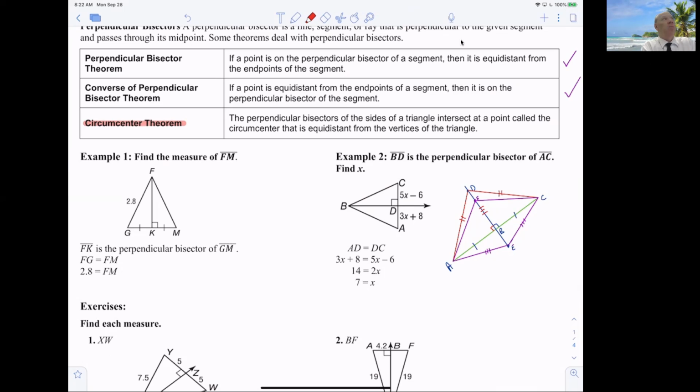All right, and part of that is because we don't really use constructions down the road, except when you take geometry in college if you're going to major in math.